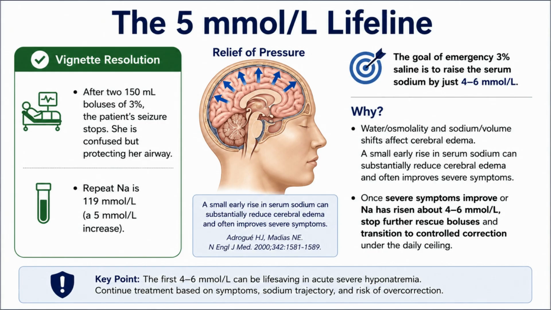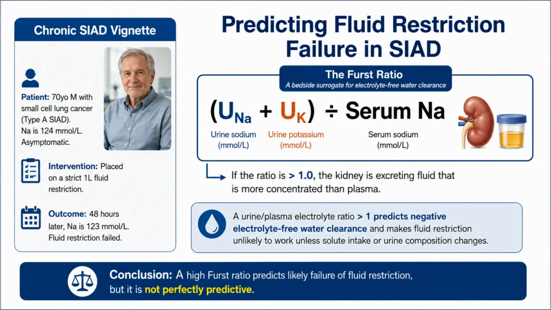Now let's switch from emergency care to chronic SIAD. The chronic SIAD vignette is a 70-year-old man with small cell lung cancer, sodium 124 millimoles per liter, asymptomatic, placed on a 1-liter fluid restriction. 48 hours later, sodium is 123. Fluid restriction failed. Question: can we predict failure at the bedside?